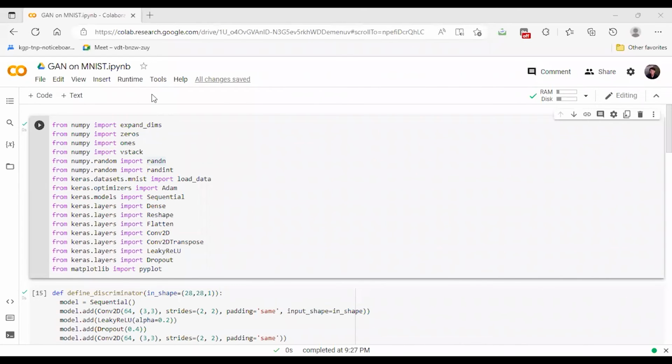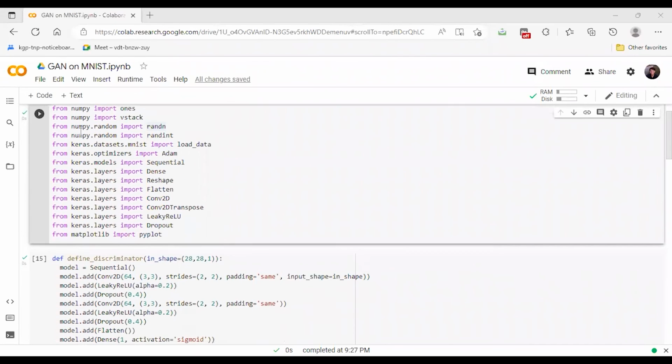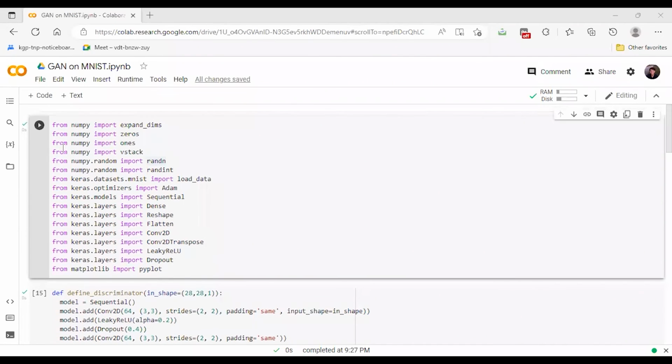Let's start our discussion on the implementation of GANs on this dataset. The code that we are discussing here is a shorthand form of the original code because of the lack of time, and all the original results of our implementation are discussed in the report. So we start off by importing all the necessary libraries to define the discriminator and the generator.